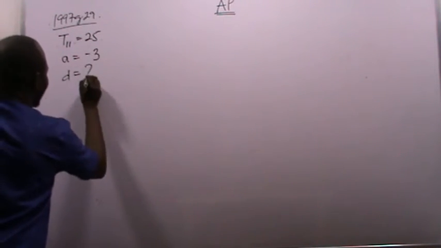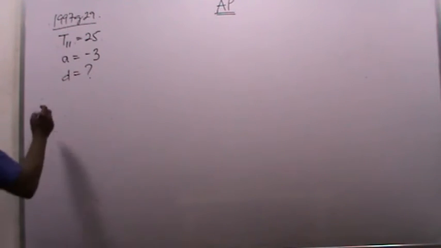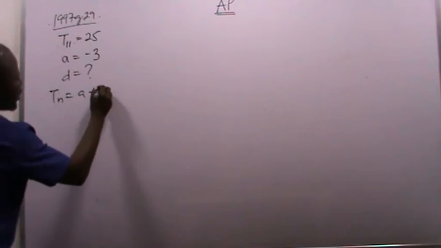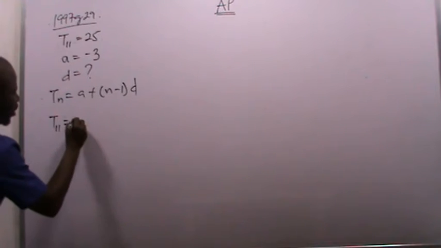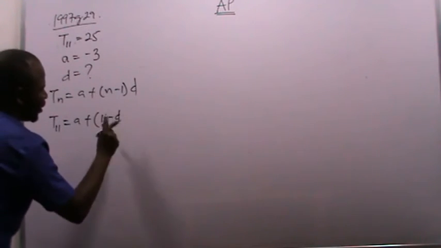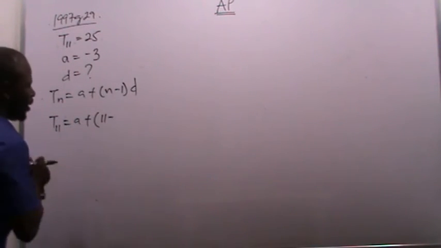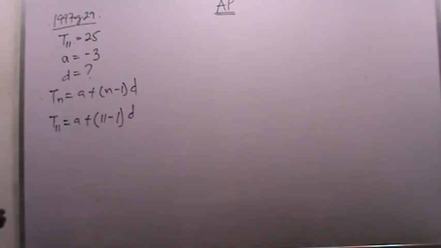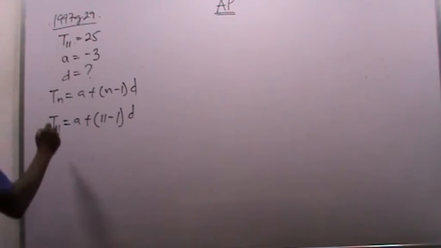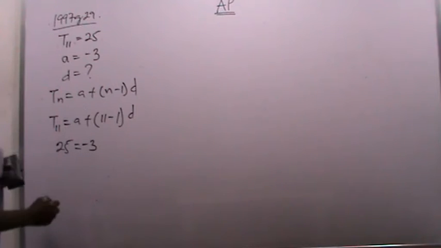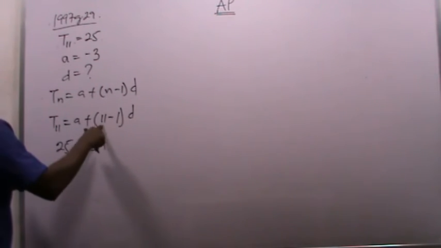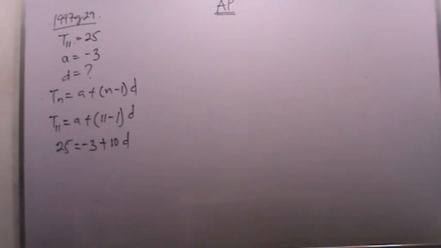D is the question. What do we know? Tn is A plus (n minus 1)d. In this question, we are told the 11th term, meaning n is 11, equals A plus (11 minus 1)d. In the question, T11 is 25. So 25 equals A, which is minus 3, plus (11 minus 1), 10d.